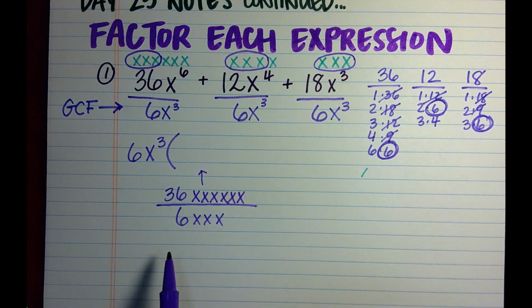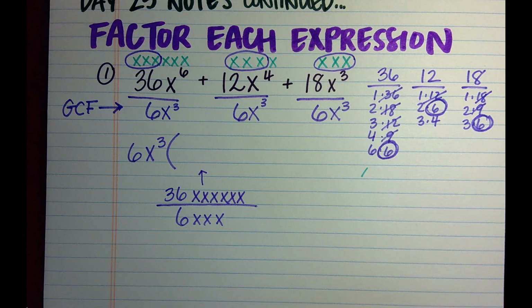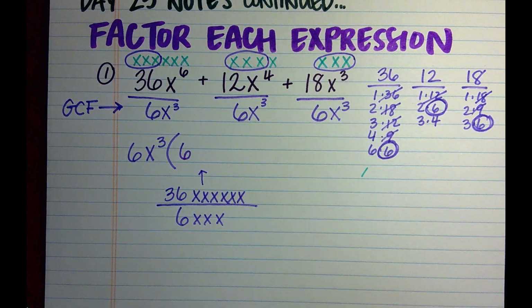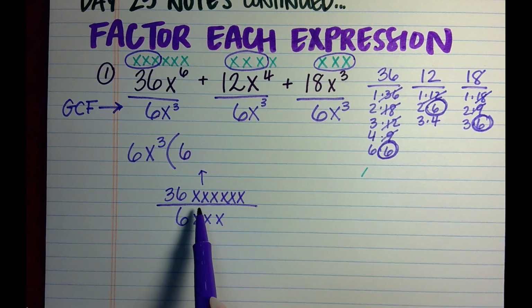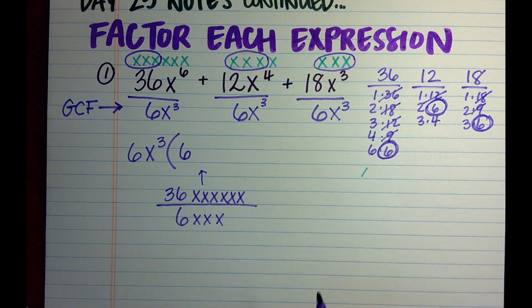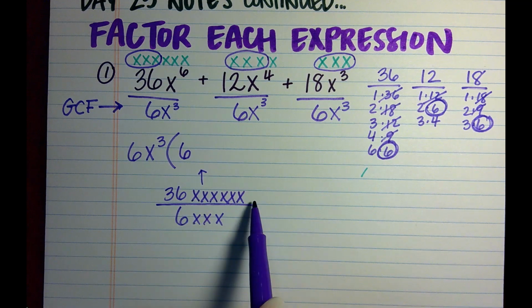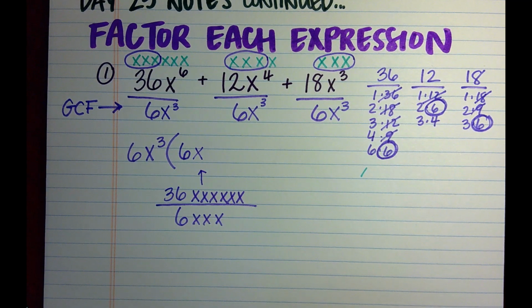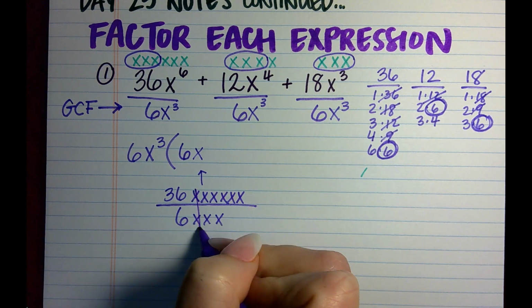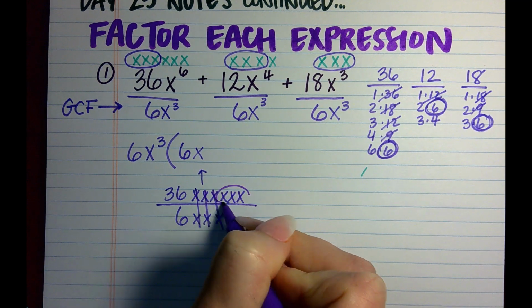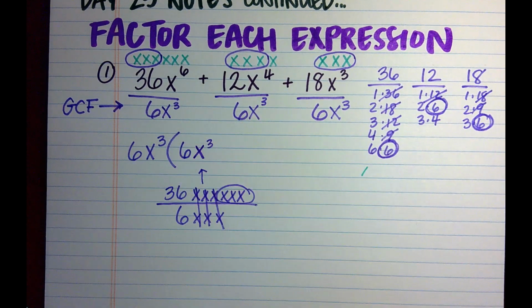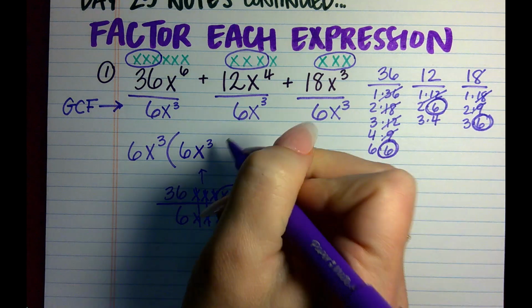Goes in here. What is 36 divided by 6? 6. And I know I'm going to have an x, right? x to the 6th over x to the 3. What's that going to give me? 3. x to the 3. Good. I can cancel out 1, 2, 3 x's, and then I've got 3 left over. So 6x to the 3rd power. So we've done our first term.